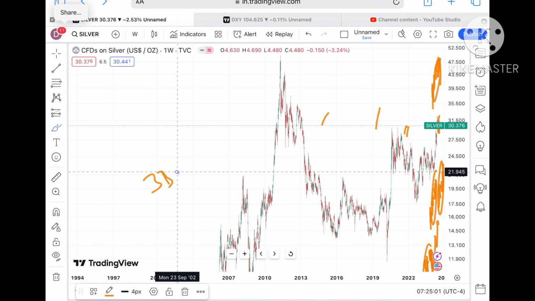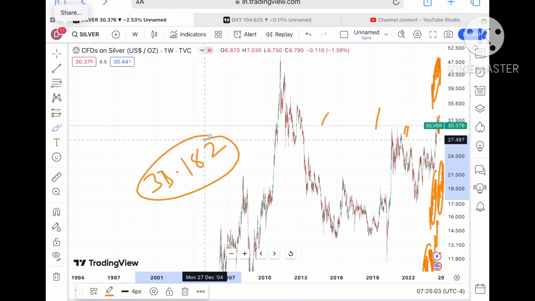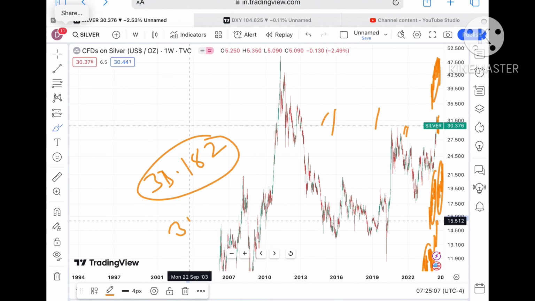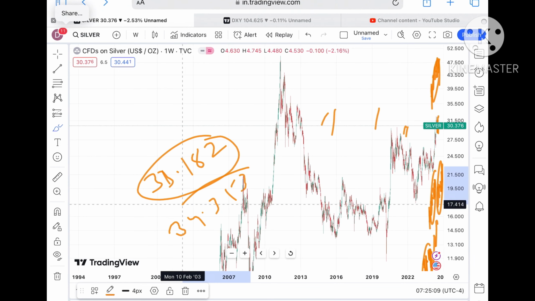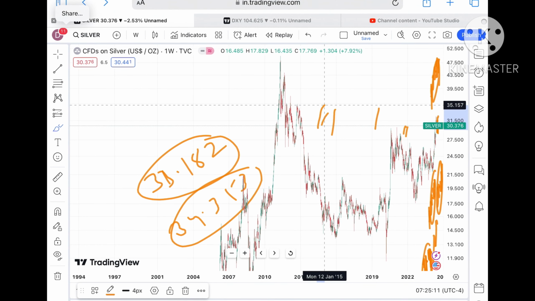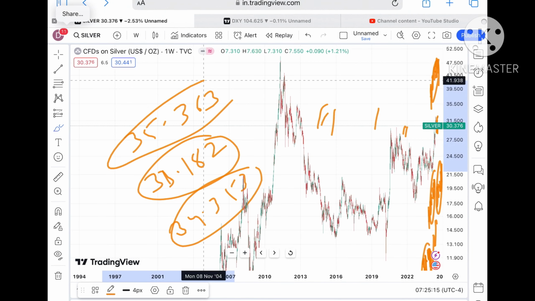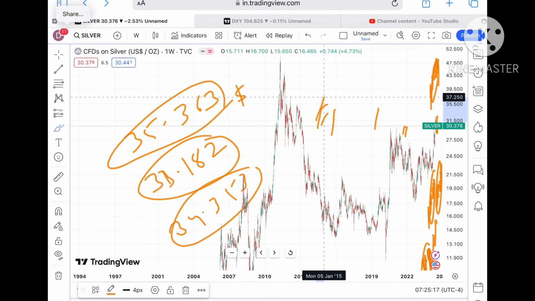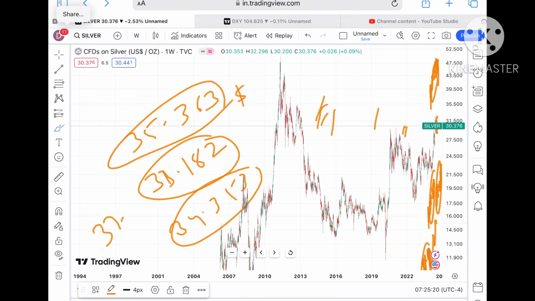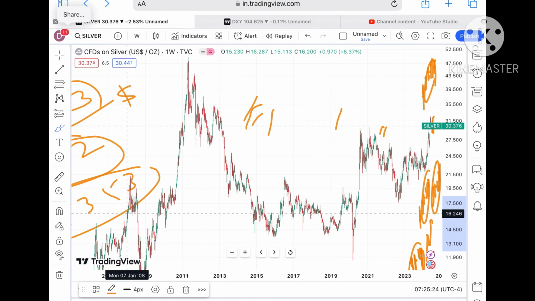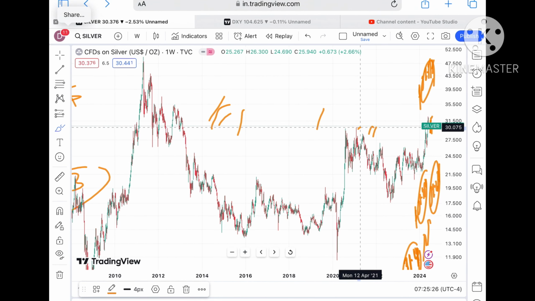33.182. If it starts going above a level of 33.182, a further upside we can see towards a level of around $34.353, and from there a further upside movement towards a level of around $35.363. If that sustains, a further upside movement we can see towards a level of $37.436.